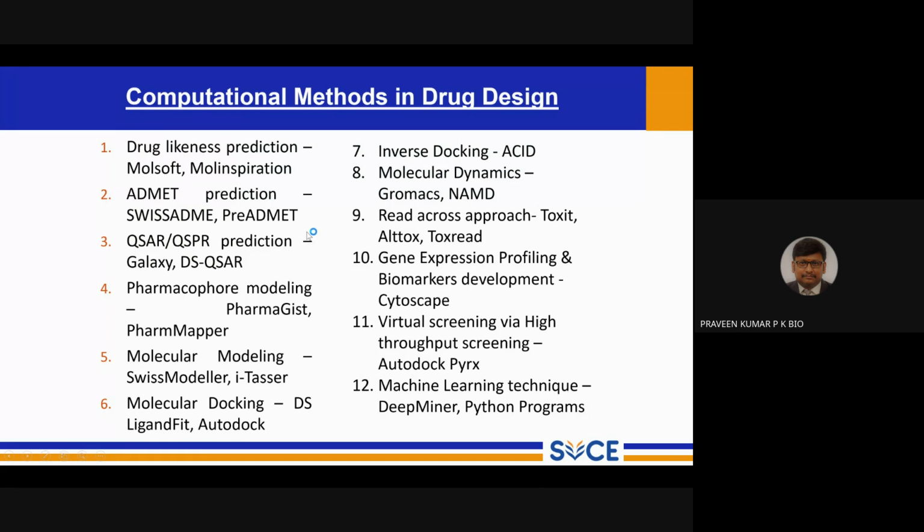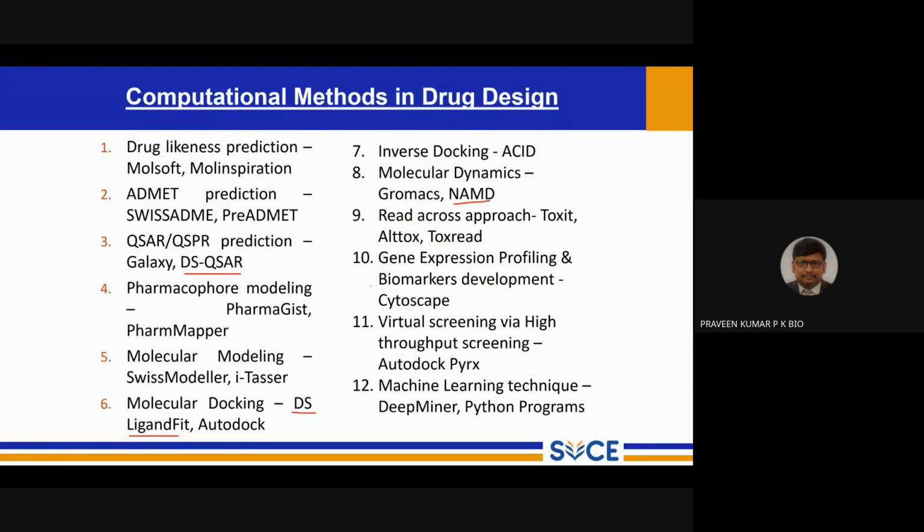Anyone can practice, except some software like Discovery Studio QSAR. This is a commercial one, and of course DS LigandFit. DS refers to Discovery Studio. We have a commercial version in our institution, so I just mentioned it, but this is a commercial one. Also molecular dynamics NAMD, but GROMACS is the free one. You can try with GROMACS. The other programs are freeware.